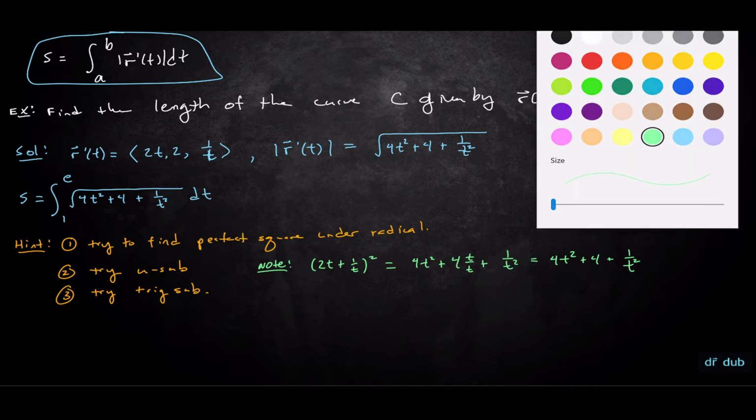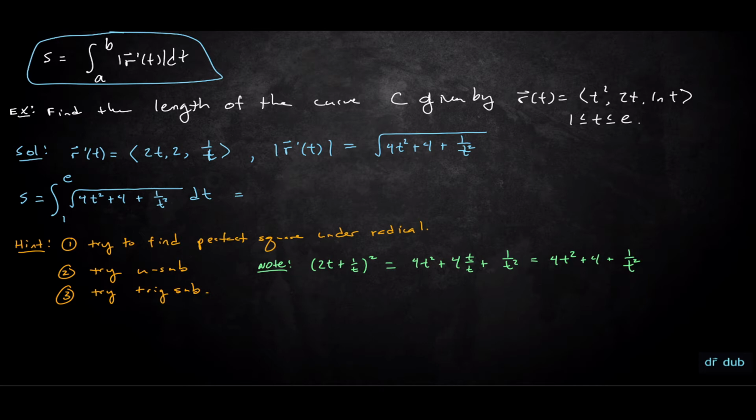So this is the integral from 1 to e of the square root of 4t squared plus, whoops, we're factoring it, (2t plus 1 over t) quantity squared dt. And take the square root of a square, you get the integral from 1 to e, absolute value of 2t plus 1 over t dt. So all of that in absolute values.